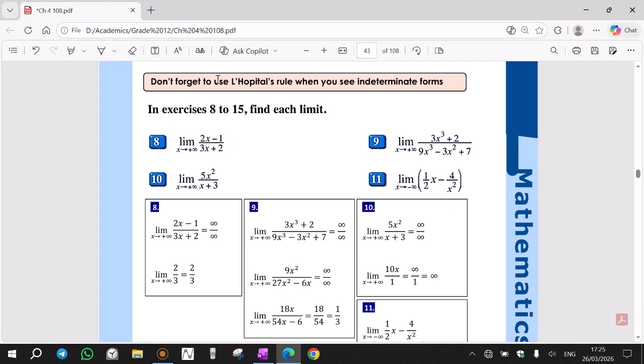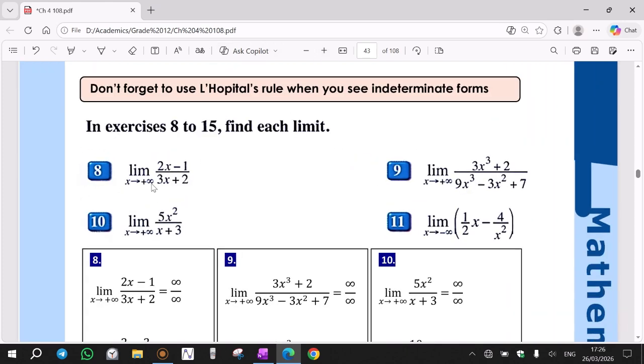More exercises. These are extremely easy. The result of this question 8 is 2 over 3. Question 10 is infinity. This question is 3 over 9, which simplifies to 1 over 3.